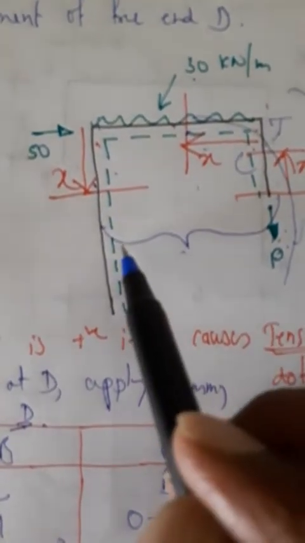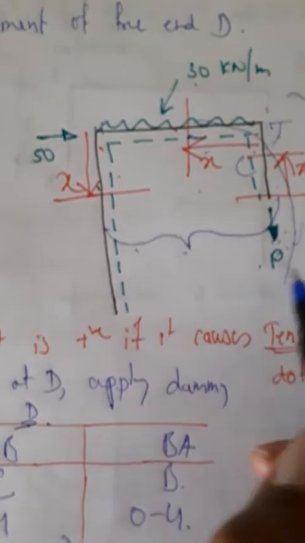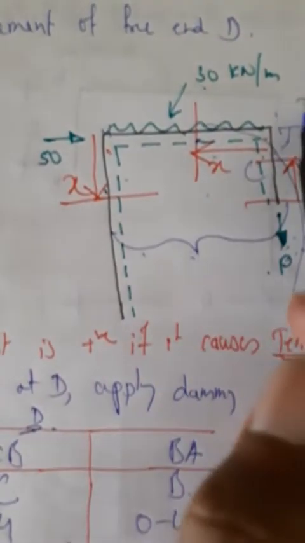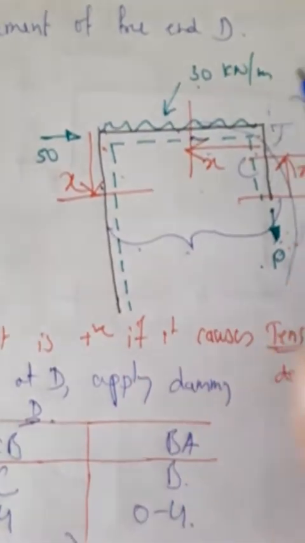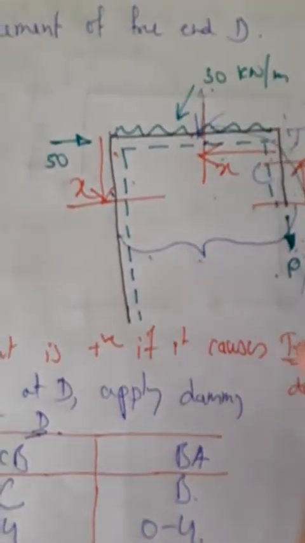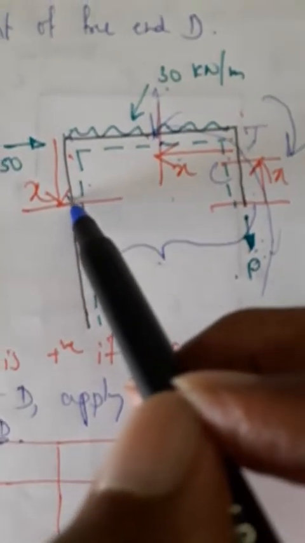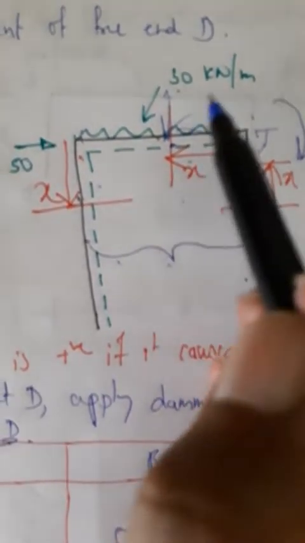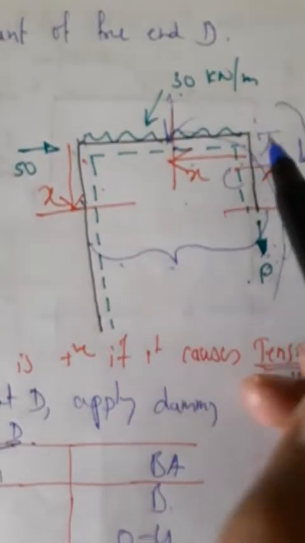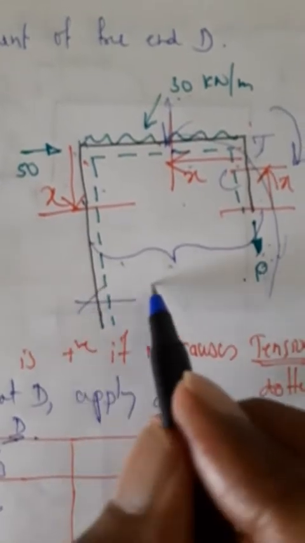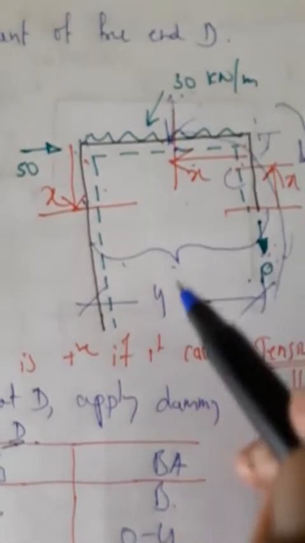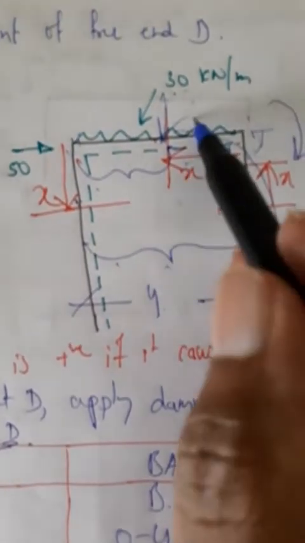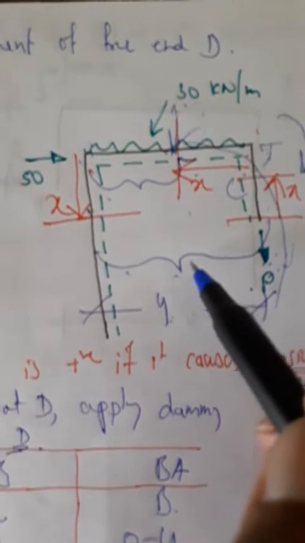Minus load into perpendicular distance P into 4, or minus 4P. Next, because of this UDL, which is acting at the CG point, somewhere at the center, the moment at this point is load into distance to CG. The load is 30, and this distance is given as 4 meters. So 30 into 4, and the CG distance is half of it, 4 by 2. So 30 into 4 into 2, 240.